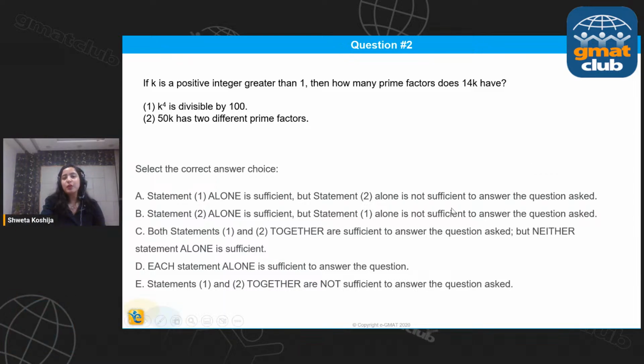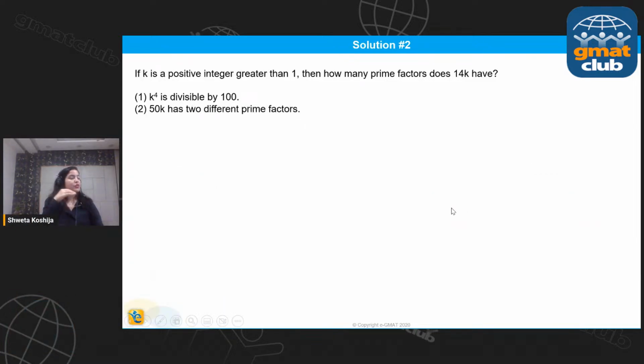So, again, all of you need to be very interactive, talk throughout this entire discussion, ask questions. This is your chance to really get to that next level. Okay, so let's understand what the question first is giving us and asking. K is a positive integer greater than 1. So 2, 3, 4, 5, whatever, anything it can be. How many prime factors does 14K have?